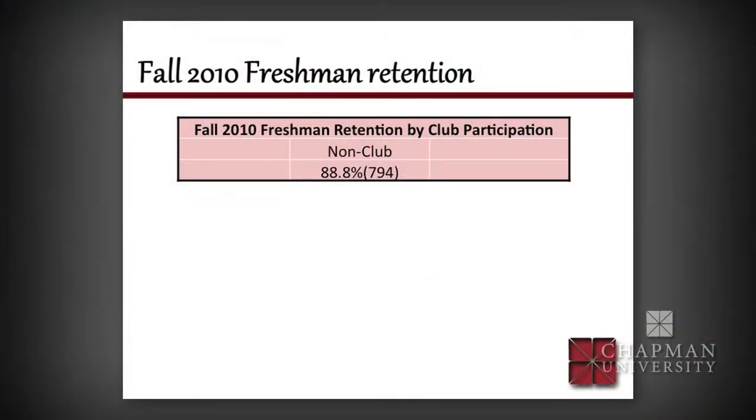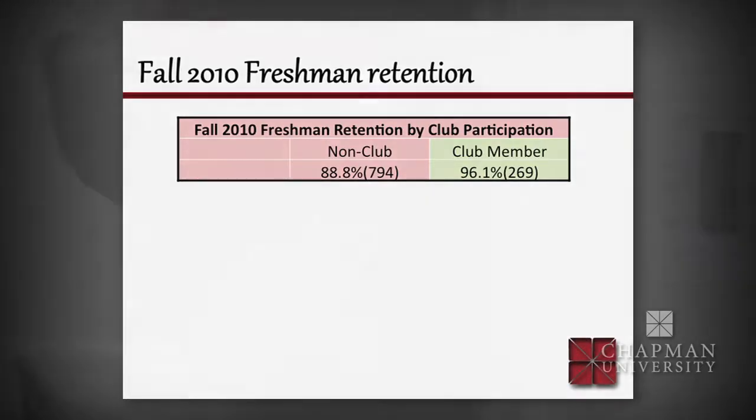But you can see the freshmen who were not members of a student club or organization last year was about 88.8%, and those who were members, those 269 freshmen who joined a club their freshman year, 96.1%. And there's other things too.